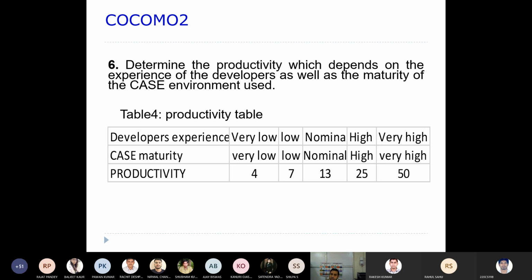So we try to determine the productivity, which depends on the experience of the developers. The productivity will definitely increase when you have very experienced developers, as well as with the maturity of the CASE environment used. That means the kind of CASE tool that you are going to use. As I told you before also.